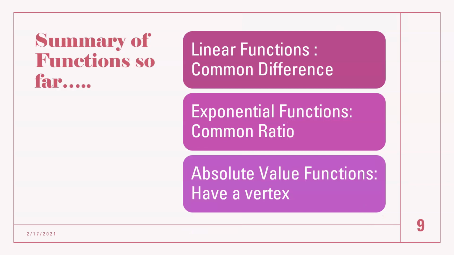All right, so here are some summary facts. There's a lot more things, but these are the things to pull out of this. Linear functions have a common difference. If they were in a table, you'd see a common difference in the y values. Exponential functions have a common ratio. That means the y values are multiplied by the same value. Absolute value functions have a vertex, while exponential functions do not. All right, that's it.